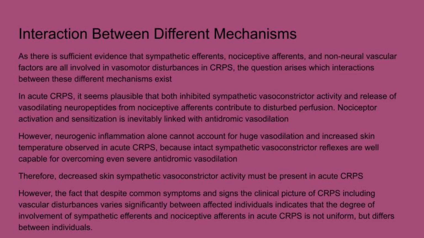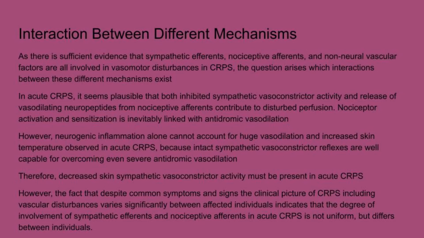Nociceptor activation and sensitization is inevitably linked with antidromic vasodilation. However, neurogenic inflammation alone cannot account for the huge vasodilation and the increase in skin temperature observed in acute CRPS, because intact sympathetic vasoconstrictor reflexes are well capable of overcoming even severe antidromic vasodilation. Therefore, decreased skin sympathetic vasoconstrictor activity must be present in acute CRPS.